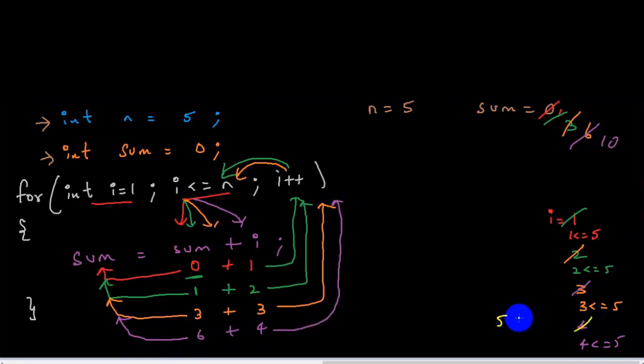i plus plus. What will be my value? It will become 5. Is 5 lesser than or equal to 5? Yes, it's true. Control will come inside. What is my sum value? 10. 10 plus 5? 15. 15 will get stored into sum here.